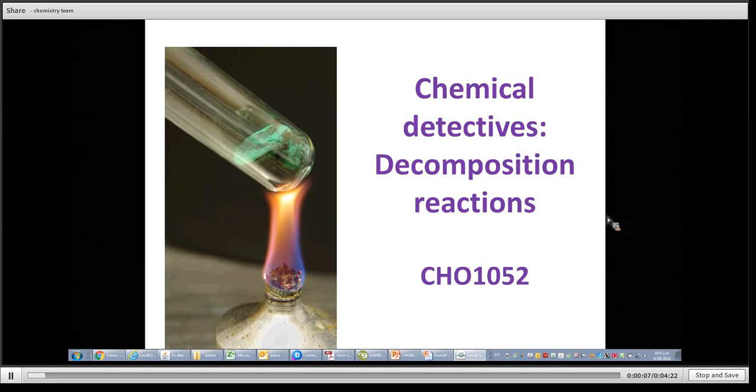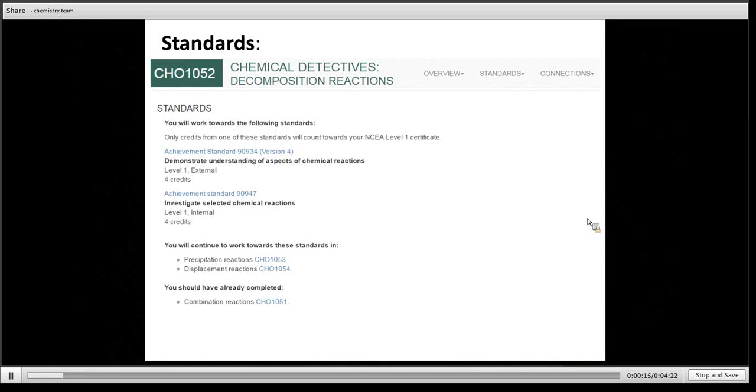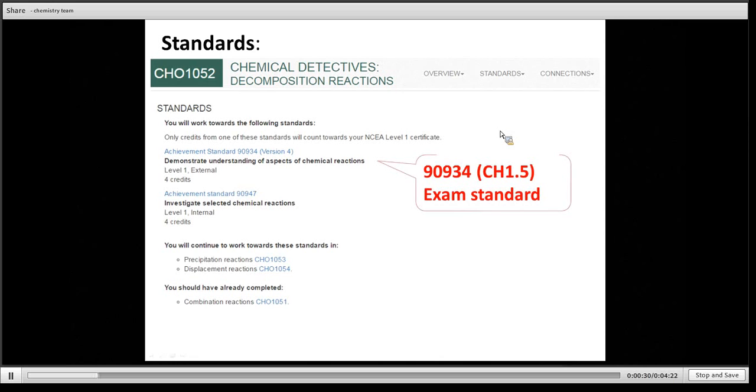The code is CHO1052. Now in this module we'll be doing something similar to the last module, except we'll be examining decomposition reactions and not combination reactions. Again, on the first opening page you've got three tabs: the overview, the standards and the connections. In the standards you will be working towards two standards.